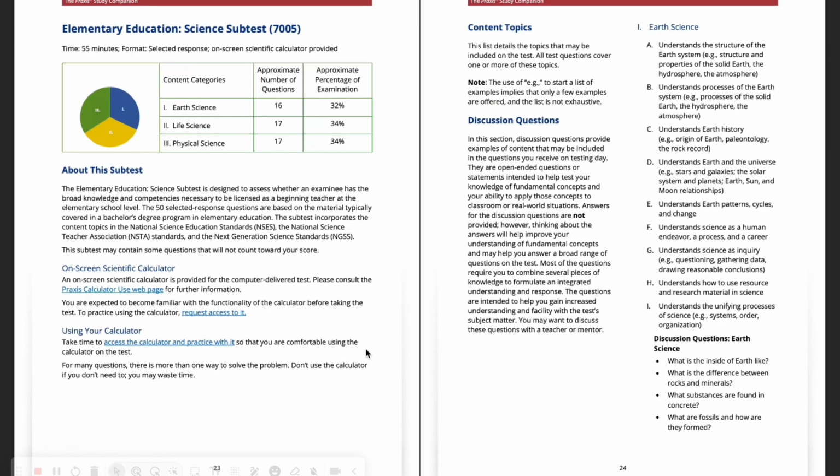And then with science, same thing. You got your content categories, your approximate number of questions, and then your percentage. So let's get into some more things with the study companion.